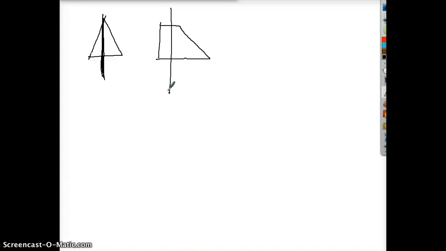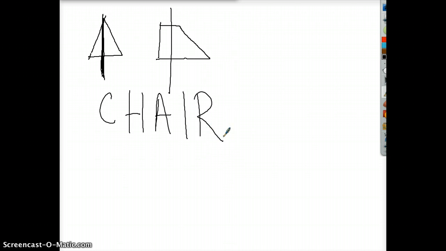Okay. Example 2. About half the uppercase letters in the alphabet have lines of symmetry. So the word chair looks like this. C has a line of symmetry. H has 2 lines of symmetry. A has 1. I has 2. And R has none, because if you lay it flat, it's not going to match.